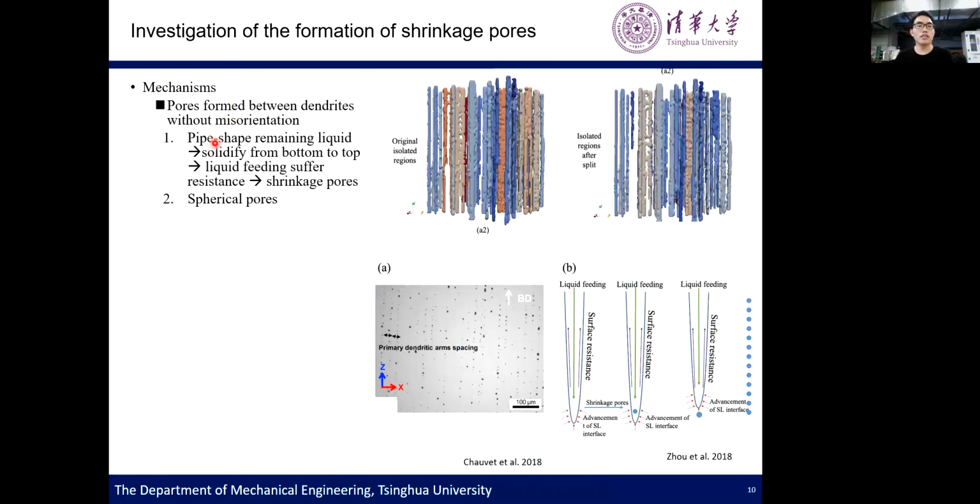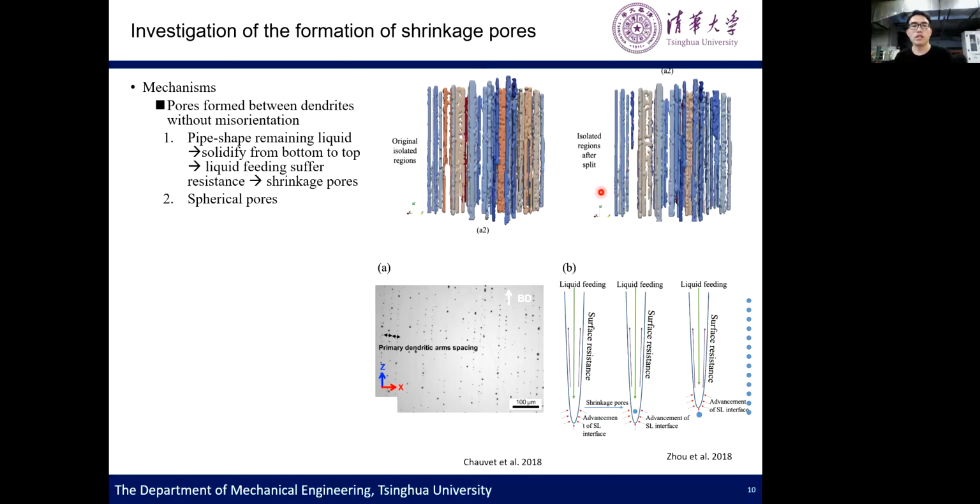We first investigate the pores formed between dendrites without misorientation. We can see the simulation result. First, we have a lot of pipe-shaped isolated regions when the solidification is 90%. And during the final solidification process, the shape is maintained. This means the isolated regions are not further separated into small isolated regions and then form shrinkage cage pores.